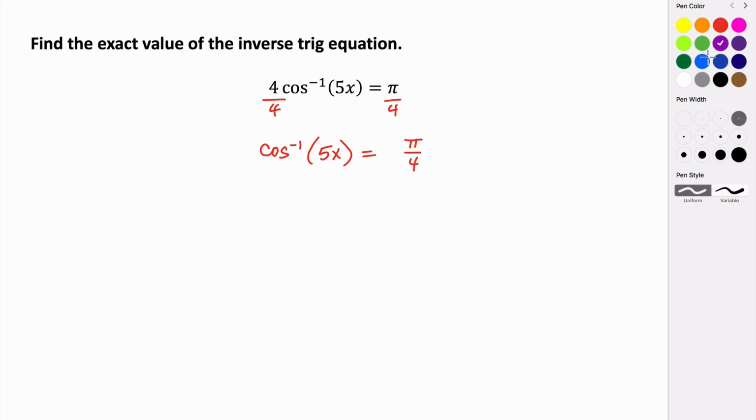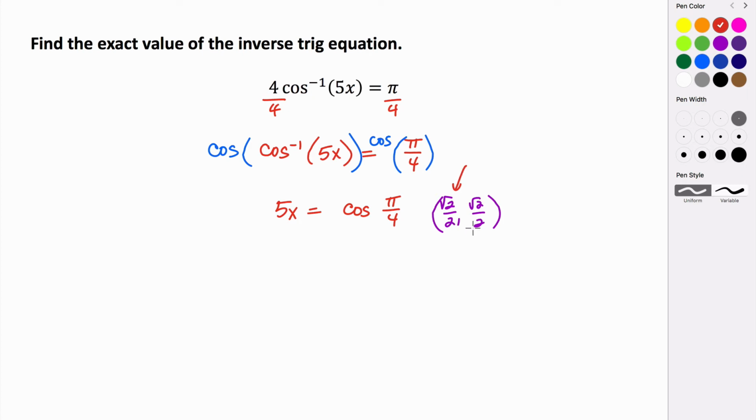Just like we did last time, in order to get the argument out, we're going to take the cosine of both sides, and we end up with 5x equals the cosine of pi over 4. Now, before we divide by 5, we should evaluate the cosine of pi over 4. At pi over 4, we get the square root of 2 over 2, comma, the square root of 2 over 2 as our ordered pair. We're talking about the cosine, so it's the x-coordinate. In this case, they're actually both the same. So we have that 5x is equal to the square root of 2 over 2.